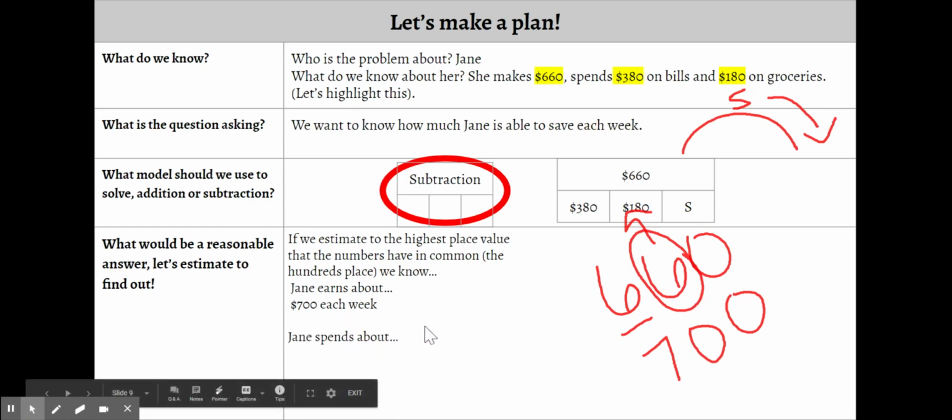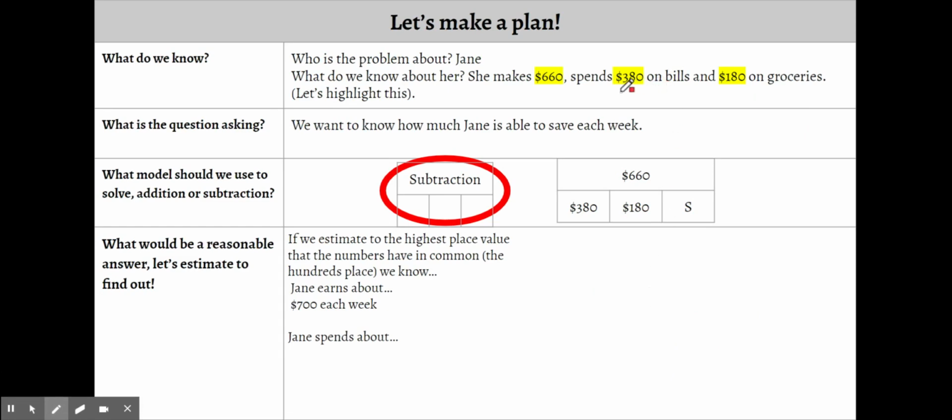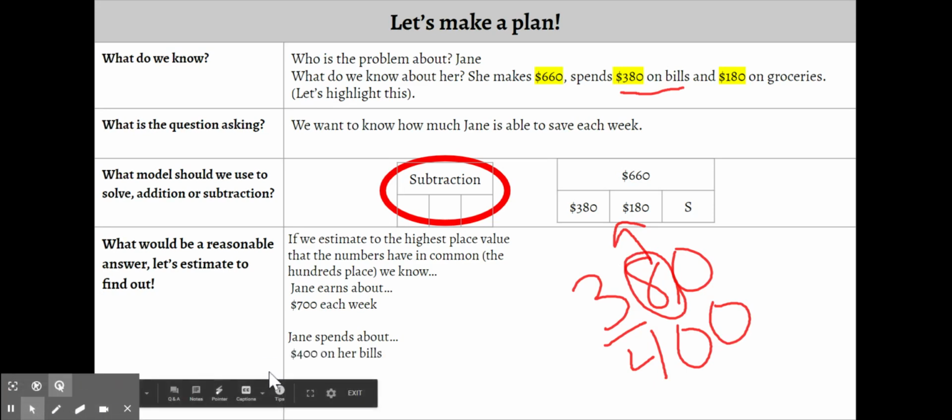She spends about how much on her utility bills? So her bills, she has 380. Remember, we're underlining the hundreds. We look next door. 8 rounds up. And so my 3 turns into a 4. And I know that she spends about 400 on her bills.